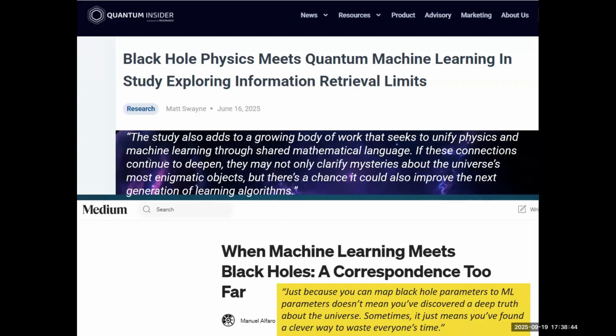I will show some responses from the community. In this journal, they encouraged us to improve the explanation of known algorithms. But in this journal, just because you can map black hole parameters to ML parameters doesn't mean you take up the subject. Sometimes it just means you find a clever way to waste various time. Sorry for wasting your time.